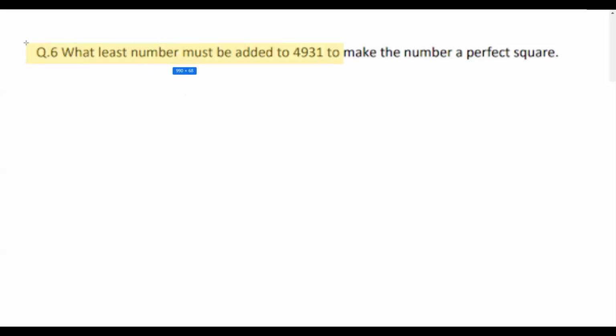The question here is: the least number that should be added to this to make a perfect square. We have to find the smallest such number which, when added to this, gives a perfect square. Clearly, this is not a perfect square, and we have to add the smallest such number. So we use the division method to find that. So it's 4931.